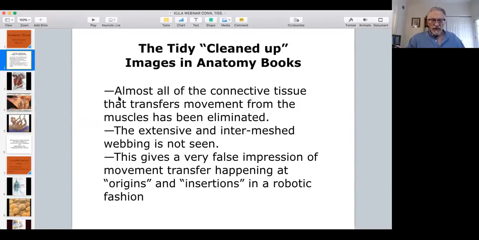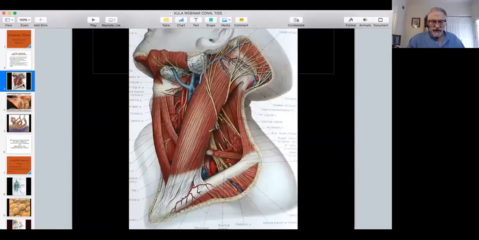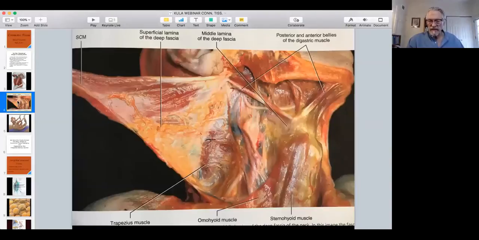I mentioned that almost all the connective tissue in our anatomy books has been eliminated from the tidy pictures. And this extensive and intermeshed webbing isn't seen. And this gives us a very false impression of the movement transfer happening at origins and insertions, and gives us a kind of robotic picture of muscles simply through their tendons connecting to bones. All the muscles are nicely shown here, but in order to see all this nice red contrast and isolated muscles, all of the connective tissue webbing has been eliminated from that textbook picture.